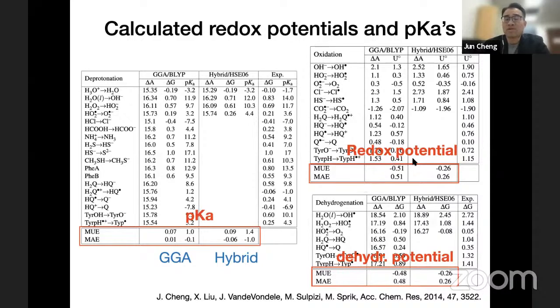However, for redox potential, as I mentioned, the GGA has a really large error. In this case, on average, half an eV. That's not small, particularly considering the stability window of water is only 1.2 eV. So the average error is already half an eV. That is not acceptable. Just to point out, in a case like chloride, the error is already on the order of 0.9 volt. That's way too high. When using a hybrid functional, the error can be halved, as shown here.